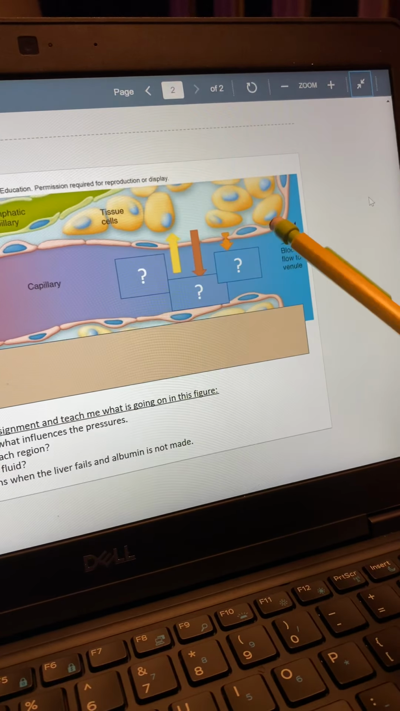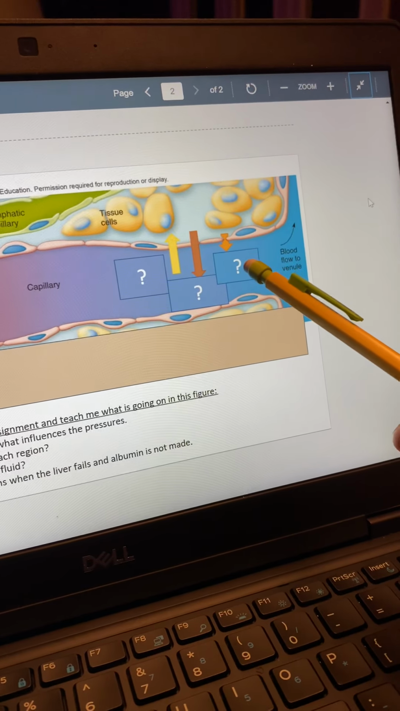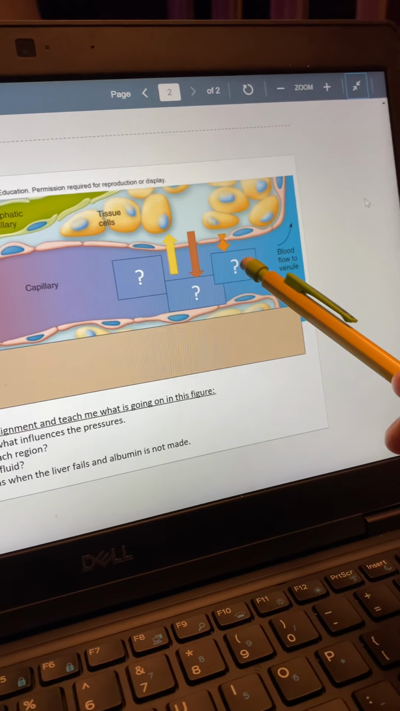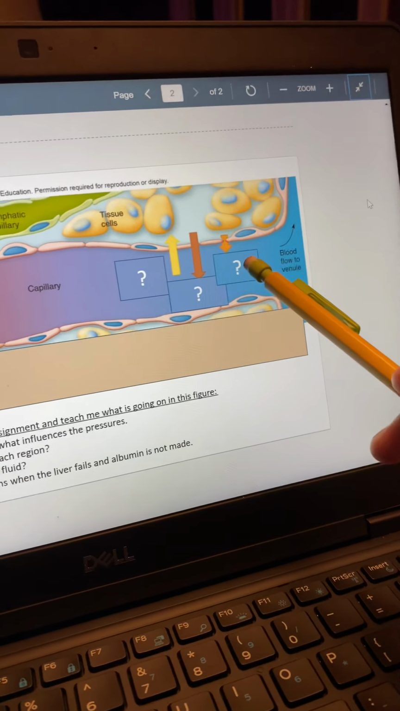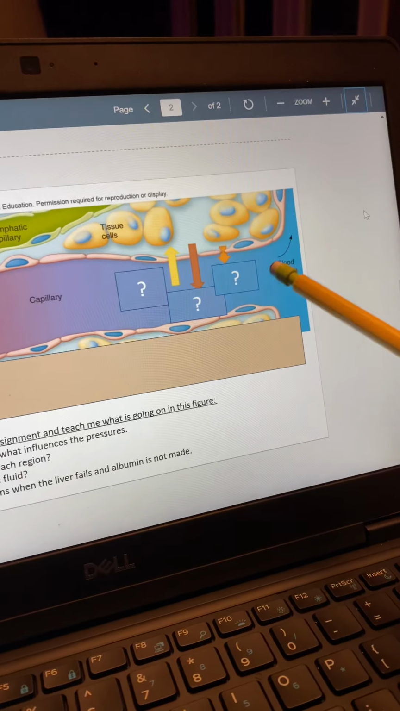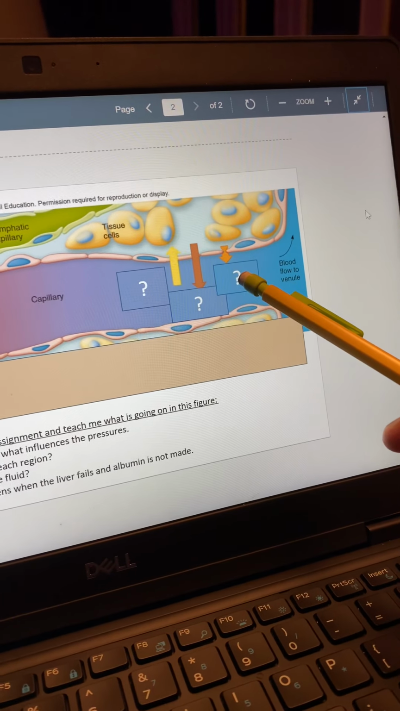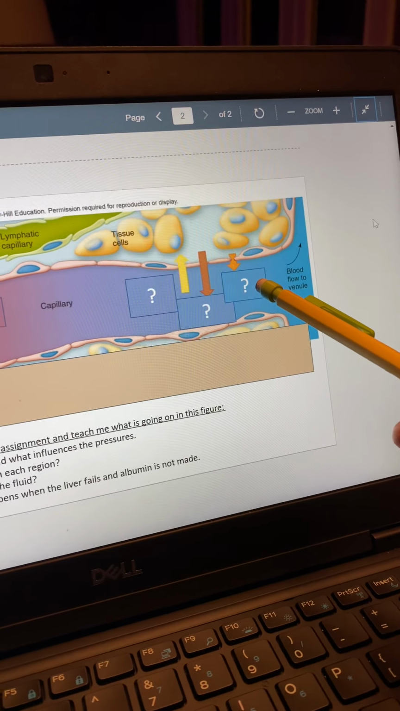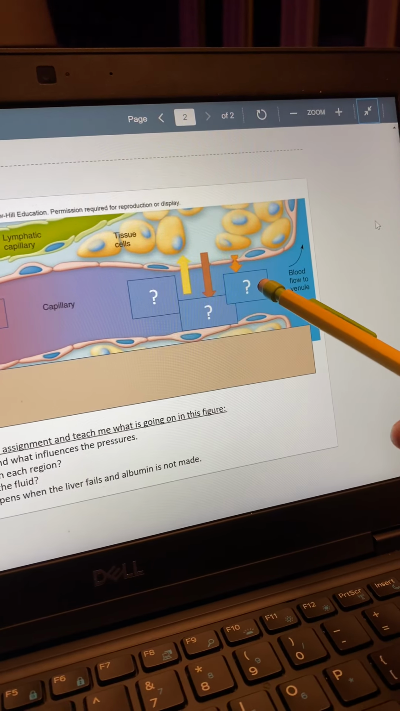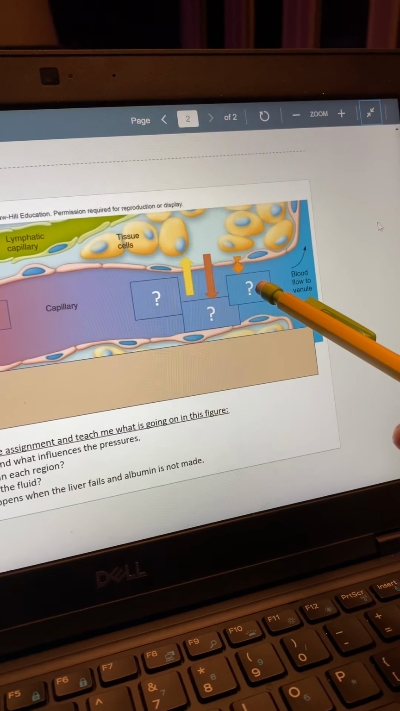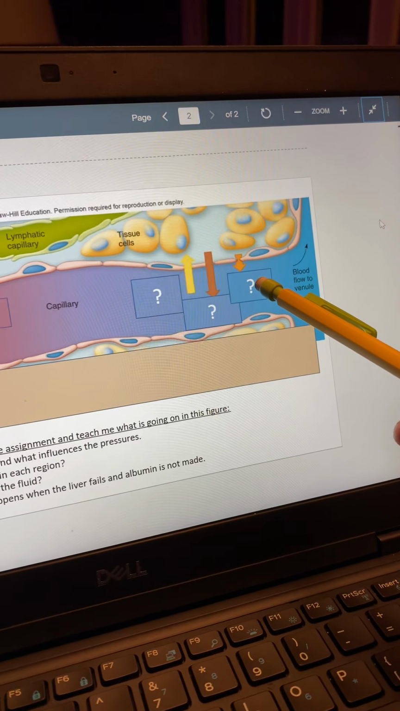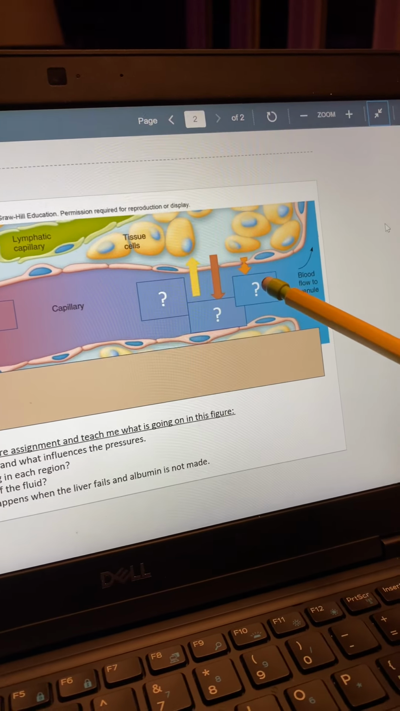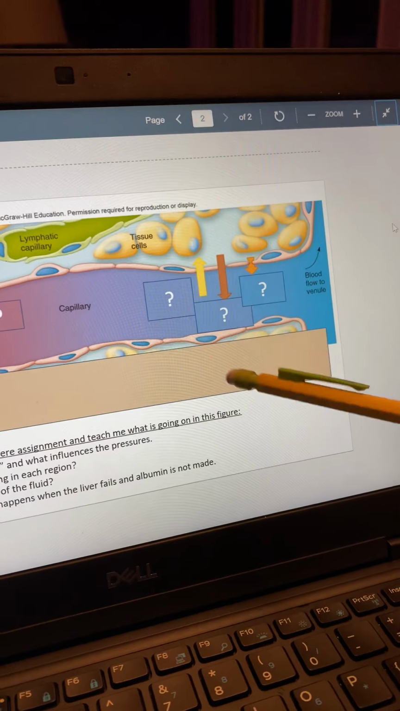Because the hydrostatic pressure on the venal side is now smaller than the osmotic pressure, the net movement of water is into the vein, or the blood vessel, which I guess now it's a vein. That force is going to be 8 millimeters of mercury into the blood vessel.